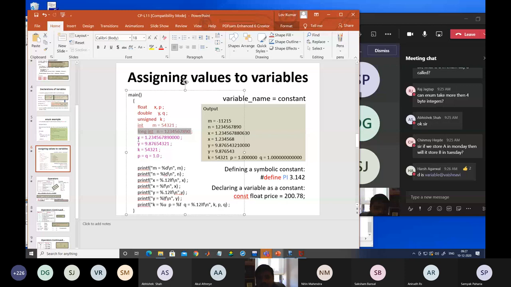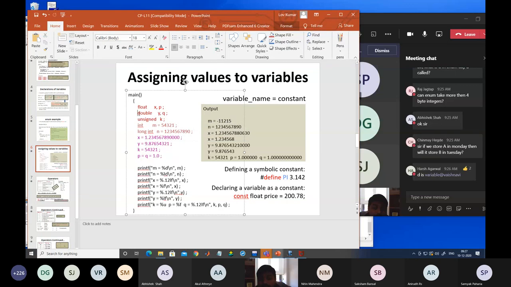After that, we are going to put the values x equal to 1.2.1, y equal to this one, k equal to this one, p equal to q equal to 1.0. Just you can see how we are writing these values. First, we are writing float x comma p. Float is basically used to store the real number, and here we are writing x equal to this value, so it will store this value to the x. Same like that, if you are writing y comma q, it will store this value to the y.